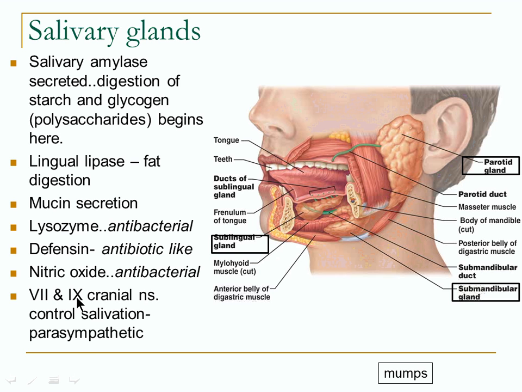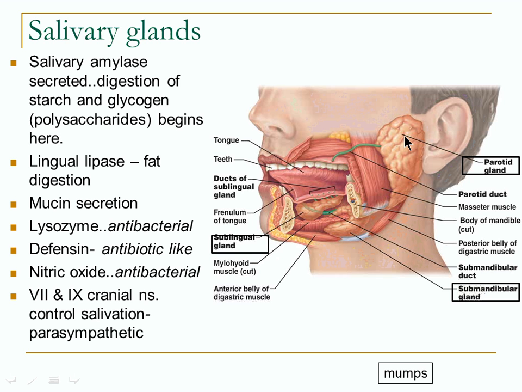And salivary secretion is controlled by the parasympathetic nervous system. In the parasympathetic, it's the 7th and the 9th cranial nerves, the parasympathetic part which travels with the 7th and the 9th cranial nerves. The 9th supplies the parotid, the 7th supplies the other two, the sublingual and submandibular salivary glands.